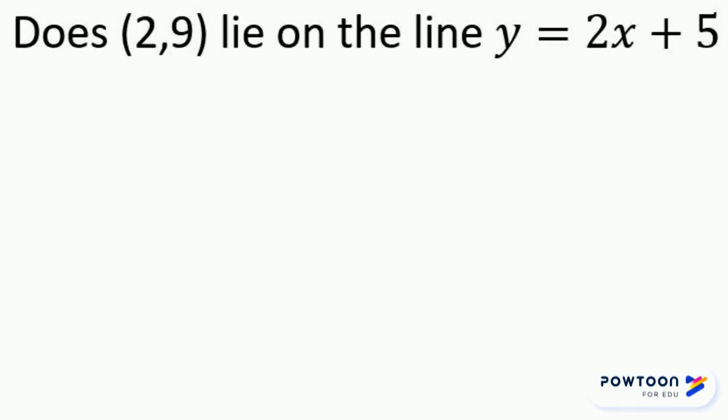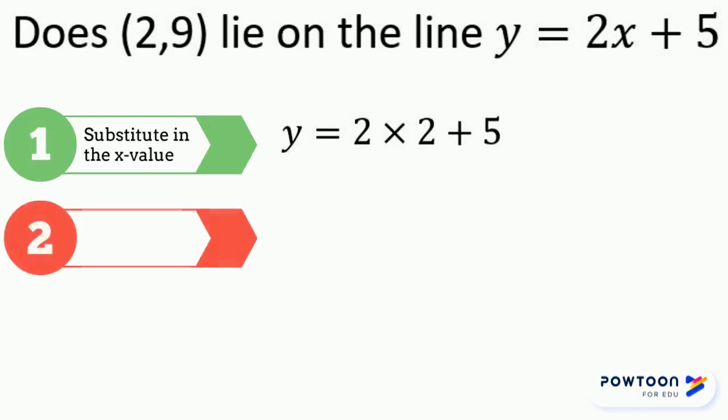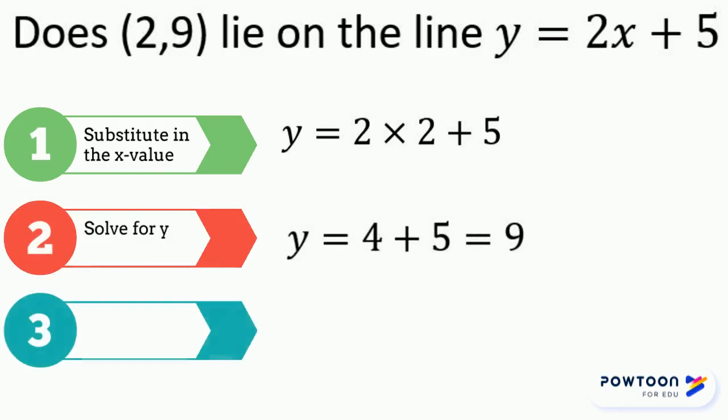Here's another example. So we're checking if the point 2, 9 is on the line y equals 2x plus 5. So again, first step, substitute in the x value. So it becomes 2 times 2 plus 5. Next step is to simplify it. We get y equals 9. Now that's the same as our point, so it means this point is on the line.